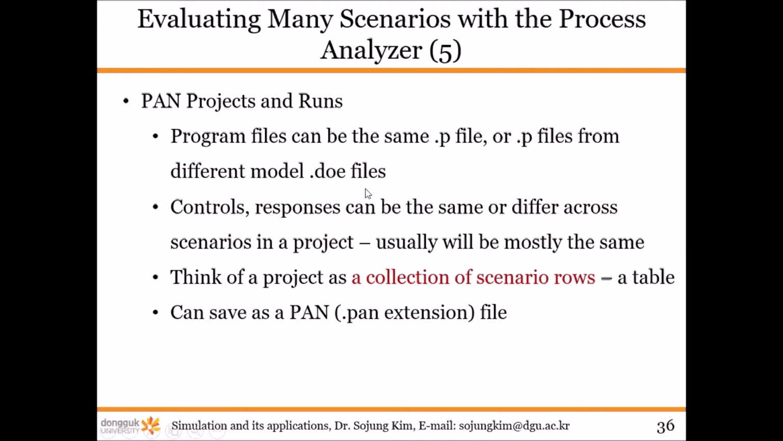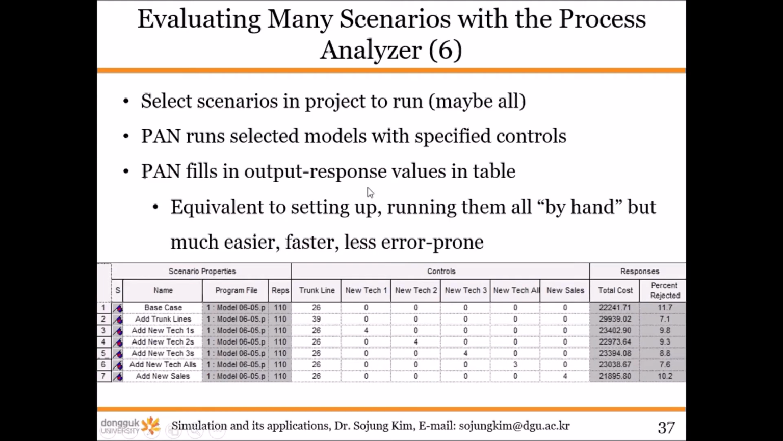Here is a view of the process analyzer, and this 110 application number is already given by this .p file. Before you use the process analyzer, you have to specify the number of replications. You must also specify the replication length, so that it can utilize the terminating simulation for each analysis.